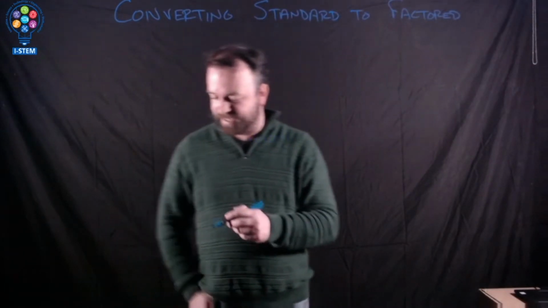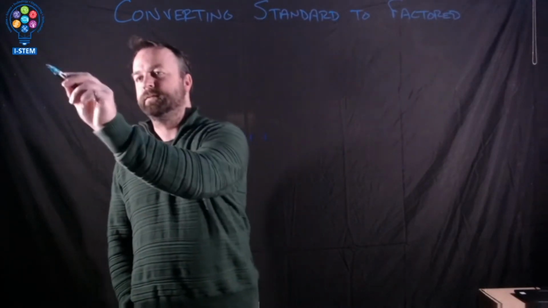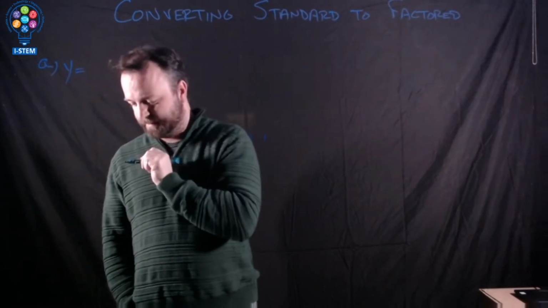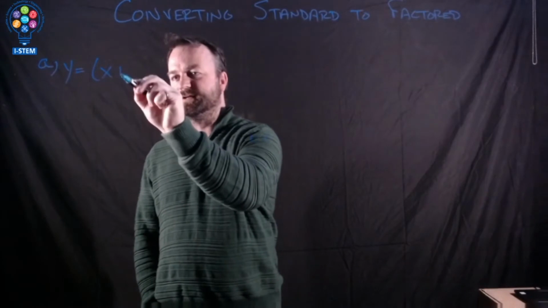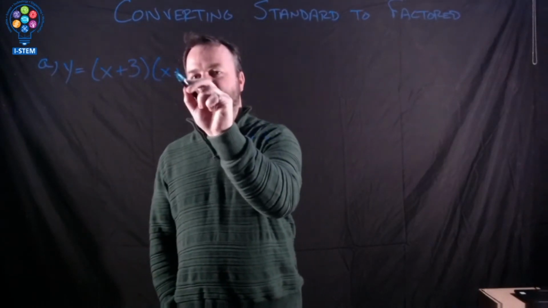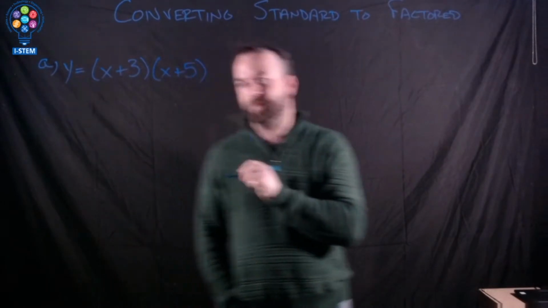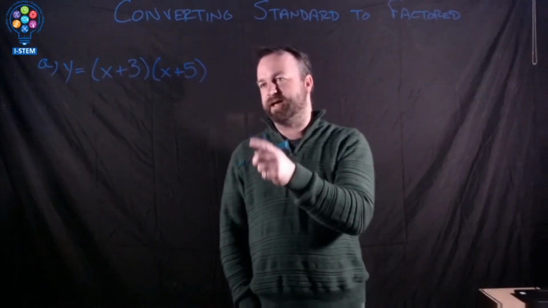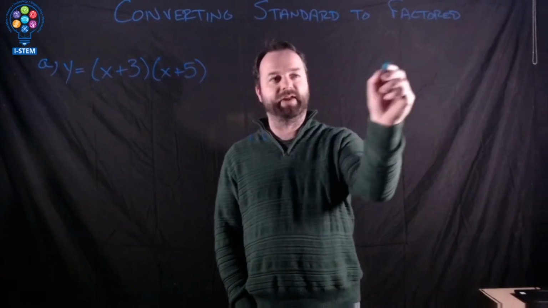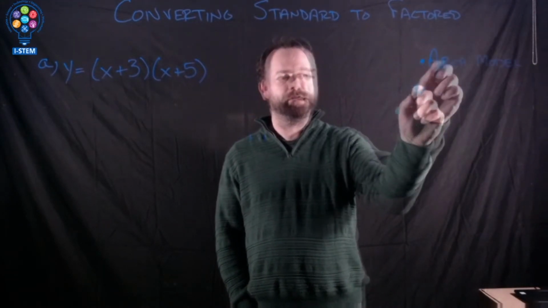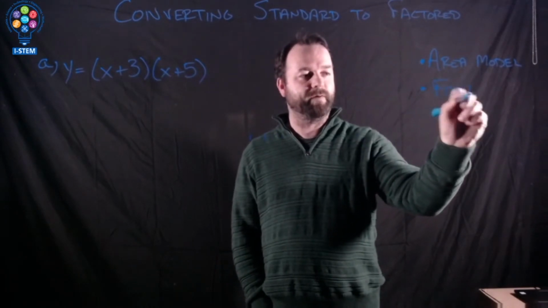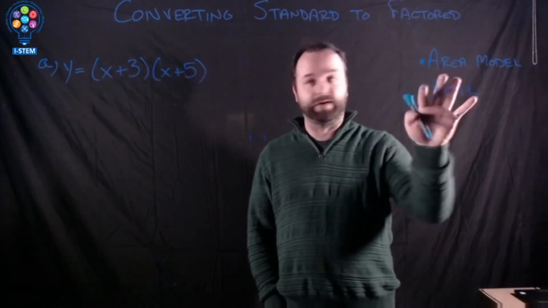So just as a little bit of a review from what we did the other day, if I had the equation y equals x plus 3 and then x plus 5, we learned two different ways to expand this equation. The other day we learned the area model, and then we learned a different way to expand called FOIL that kind of works the same way.